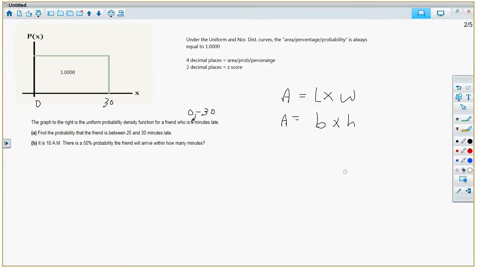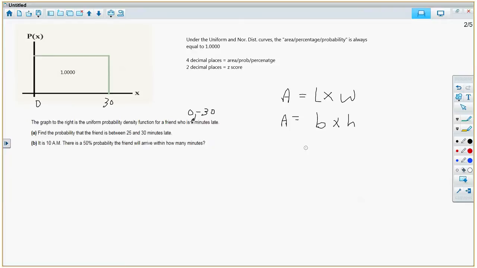Now, what do we have? Tell me what we have in the original problem. I'm not even looking at A and B. I'm just looking at the graph to the right, the uniform probability distribution of a friend who is 0 to 30 minutes late. In other words, if you were to go to Outback right now and tell your friend to meet you at 1 o'clock, you know they're going to be there between 1 o'clock and what? 1:30. And you know you've got friends like that. I'm one of those people. Usually mine is about 15 minutes. I'm usually 0 to 15 minutes late.